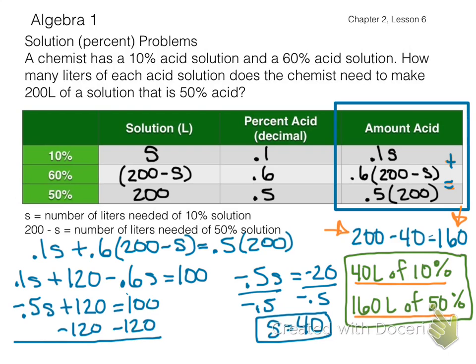All right, guys, good luck with these problems. They're kind of mind blowers sometimes. So if you're having a problem, definitely make the chart. The chart will help you organize your information.